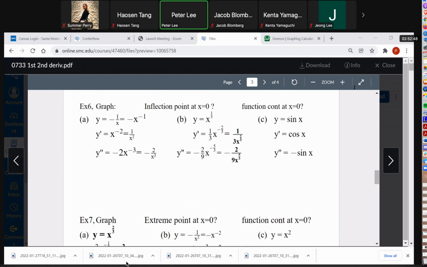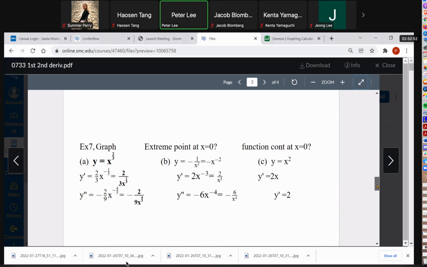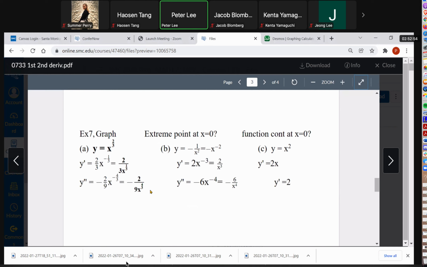So I'm going to clear this. I think it's already time now. I cannot spend too much time. Now, if you look at example 7, these are the examples where you have to determine whether there's an extreme point. Extreme point meaning either minimum or maximum. And for minimum or maximum, we also have to know whether the function is continuous. All right. So why don't you do example 7?